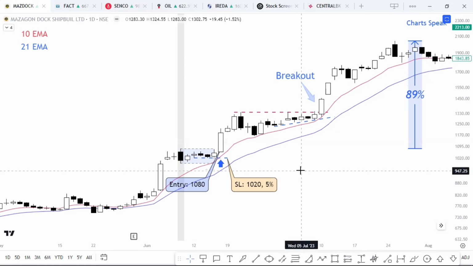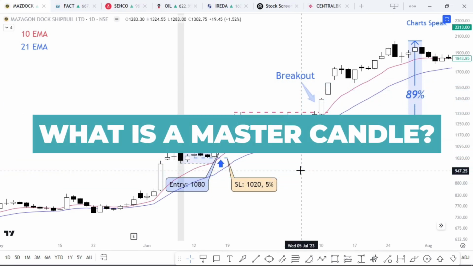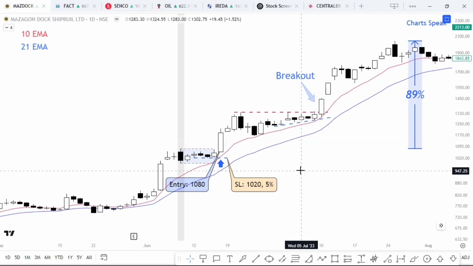Let's get started. So what exactly is a master candle? Simply put, it is a candlestick pattern that engulfs the next 4 candles, signifying a period of indecision. When the following 4 candles trade entirely within the range of the master candle without breaking its high or low, they are called child candles.